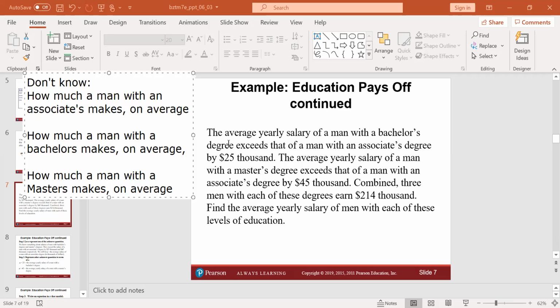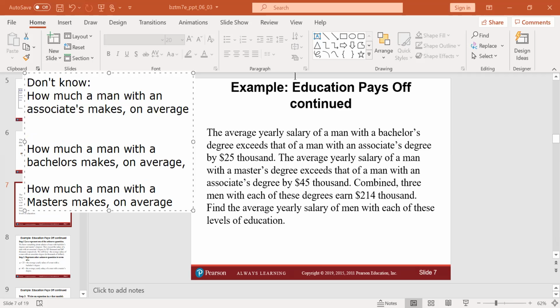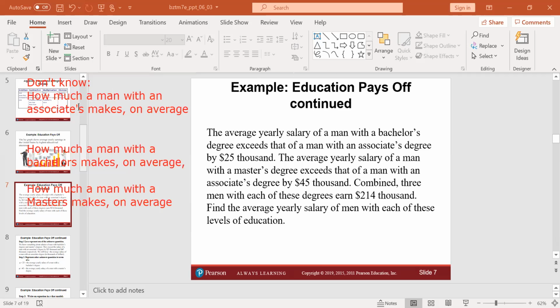So here's what I'm going to do. The amount that a man with an associate's degree makes, we're going to call it X. Let's just go into a whiteboard.